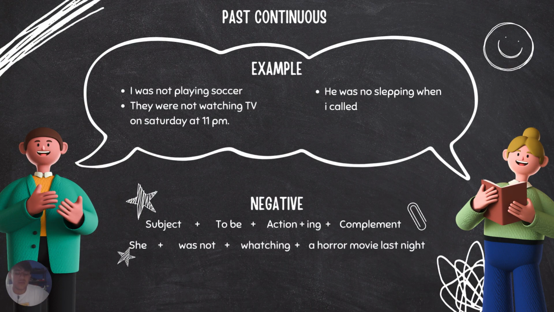To make a negative, we usually add the word not to the verb to be. So subject, to be, not, verb with ing, and complement. For example, I was not playing soccer. They were not watching TV on Saturday at 11 p.m. He was not sleeping when I called.